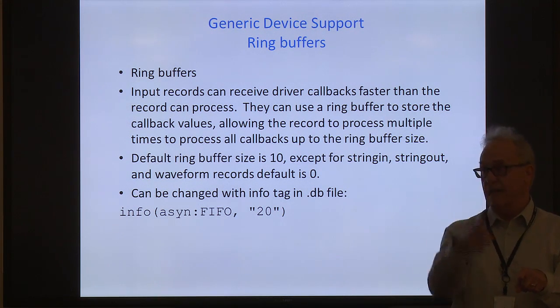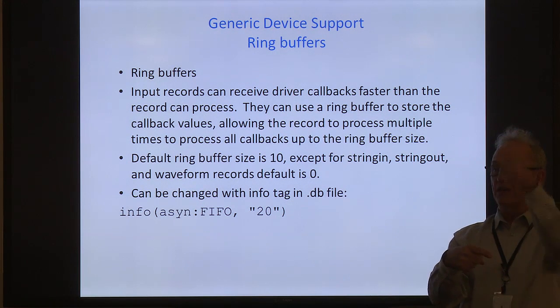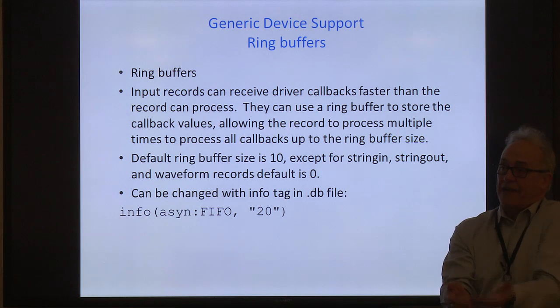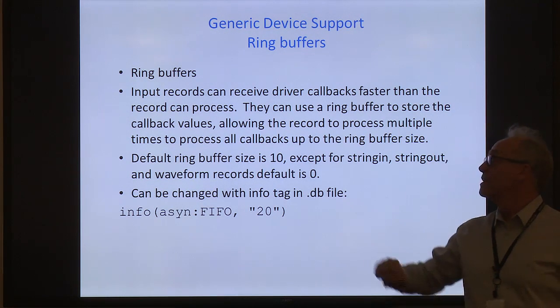Or it's going to see only the second transition, because it gets a callback that says please process. By the time the record processes, the second callback will have happened, and so it's only going to get the value that it already had, the 0 value. It's going to miss the 0 to 1 transition.